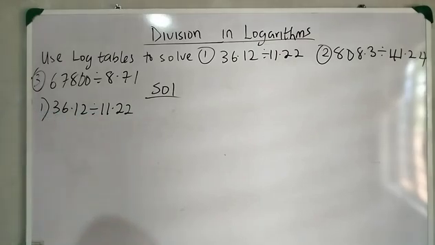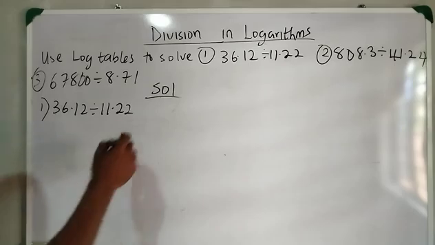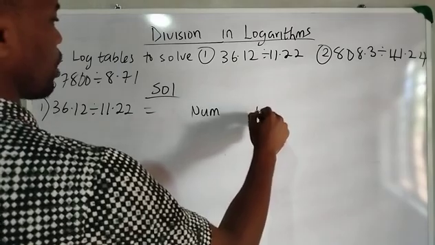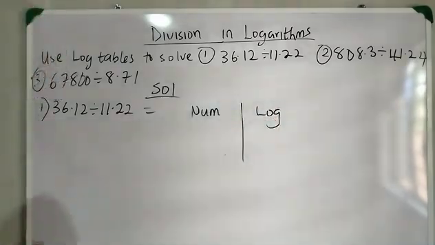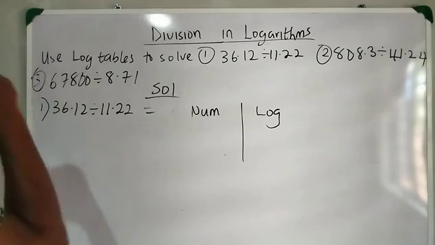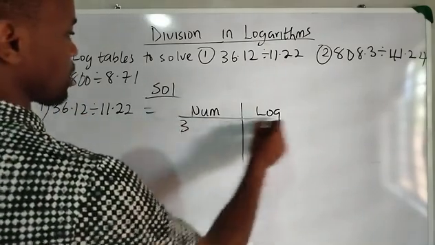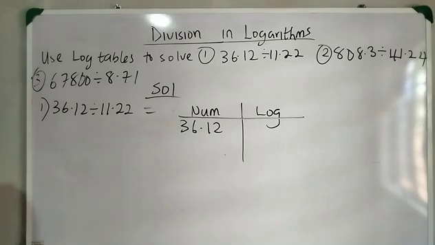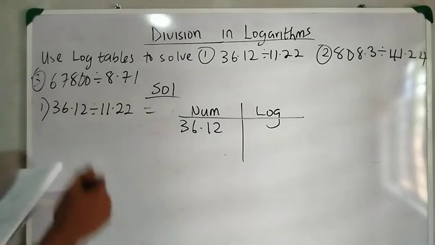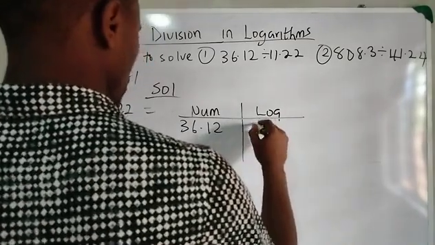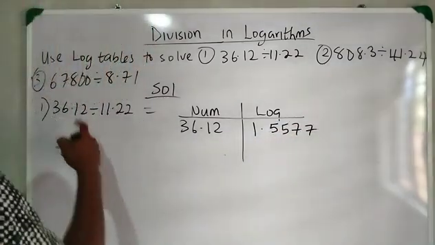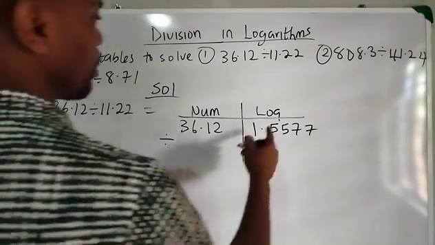36.12 divided by 11.22. So we have to use logarithm tables to perform this operation. As is the case with multiplication, the first step we always do is to draw our number and logarithm tables. Then we put the first number, 36.12, under the number section, and then we find the logarithm of 36.12. We've explained how to get the logarithms. So the logarithm of 36.12 is 1.5577.